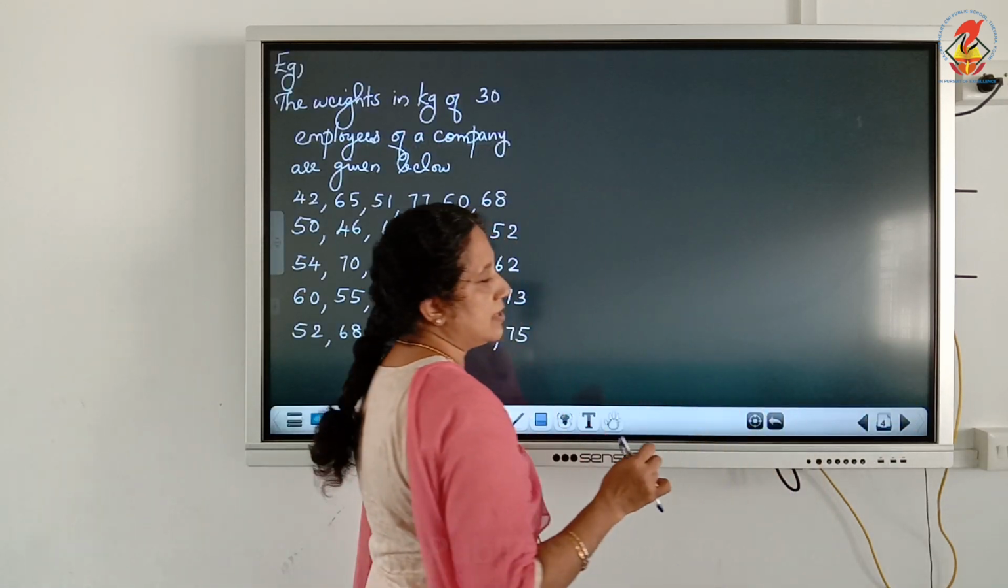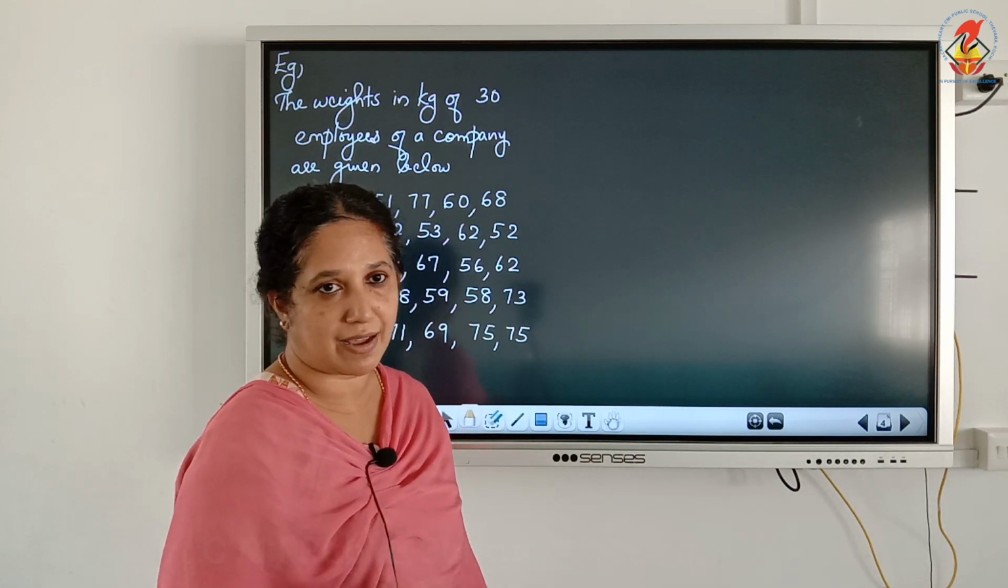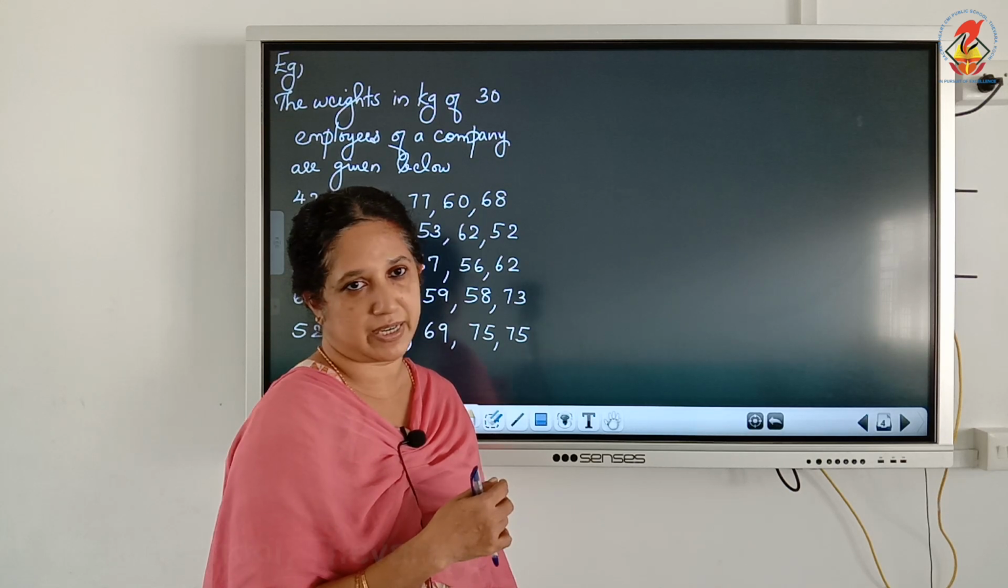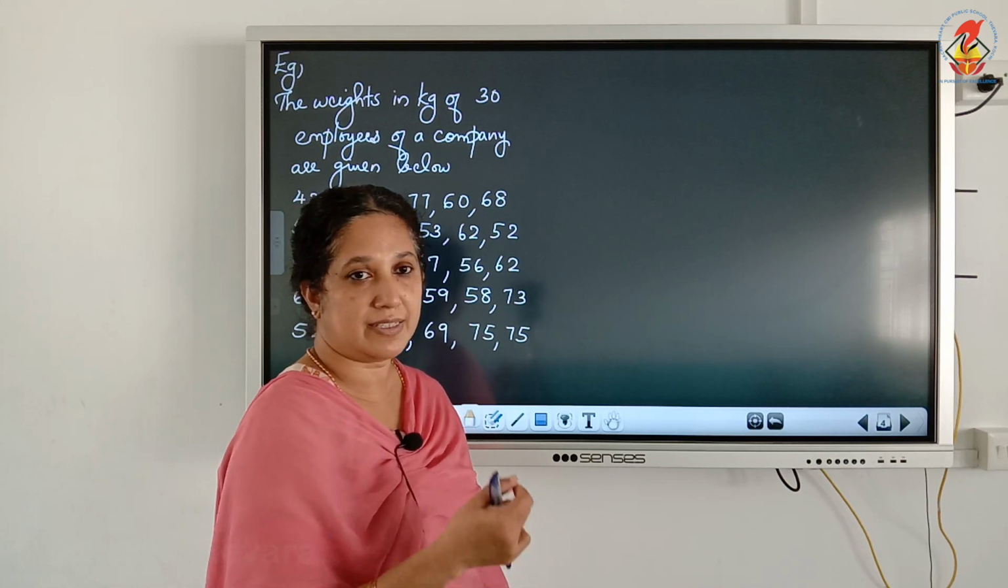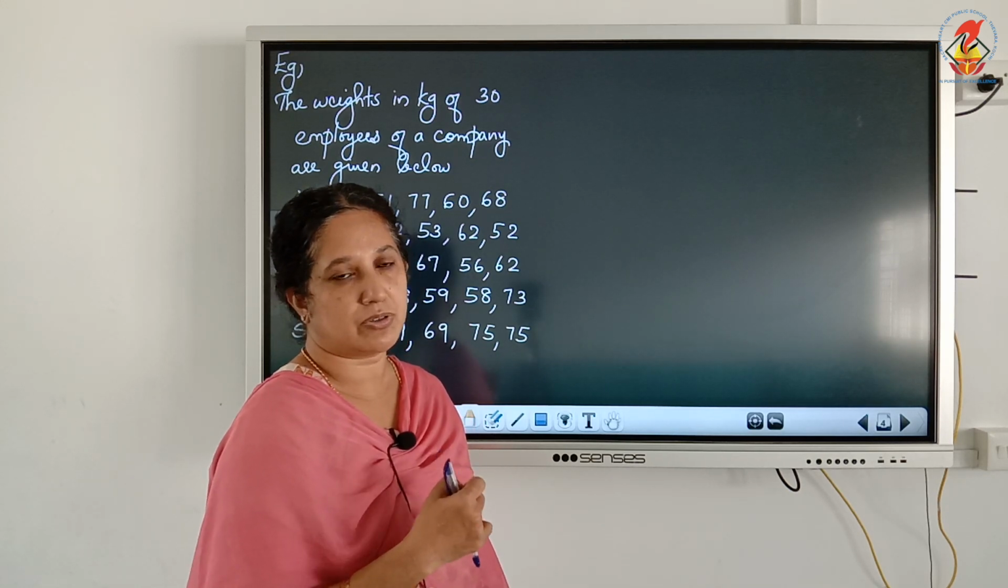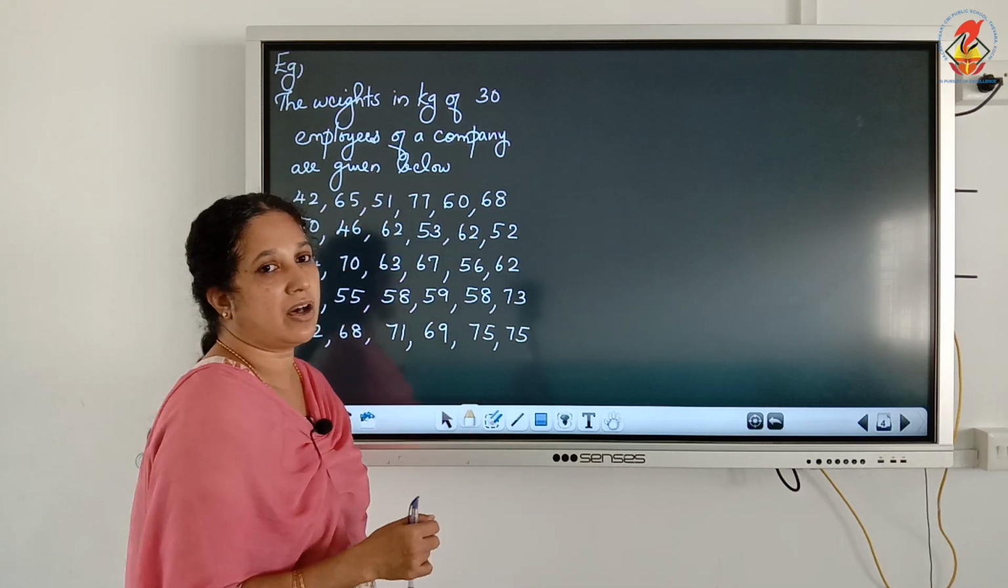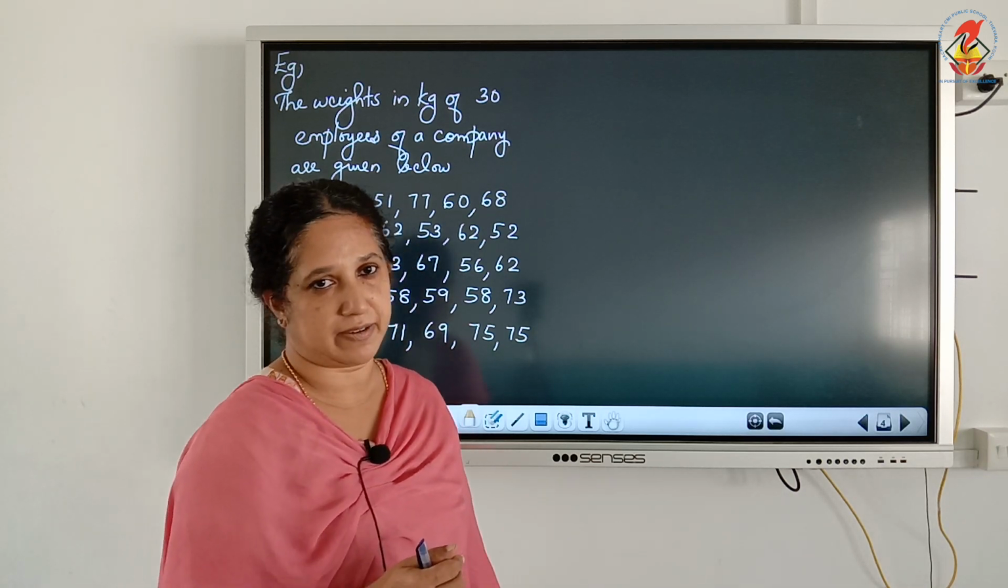Then suppose the number of observations is large. It is very difficult to make a frequency distribution table, because we have to enter each observation, so the table would be too long. Then in that case, how can we organize the data?